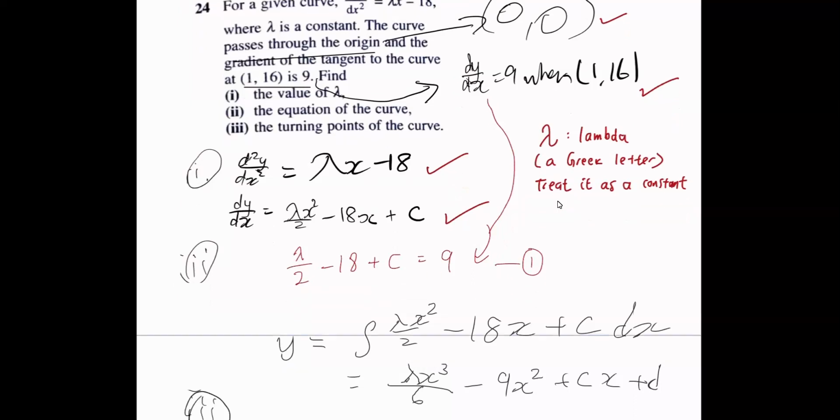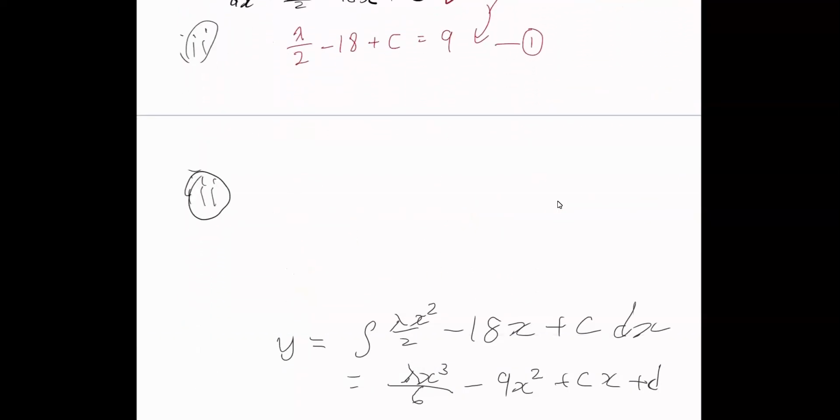Okay, let's just do it first. Let me write this down. y equals lambda x cubed over 6 minus 9x squared plus cx plus d. Let's write down what we know. It passes through (0, 0), passes through (1, 16), and the gradient at x equals 3 is 9.